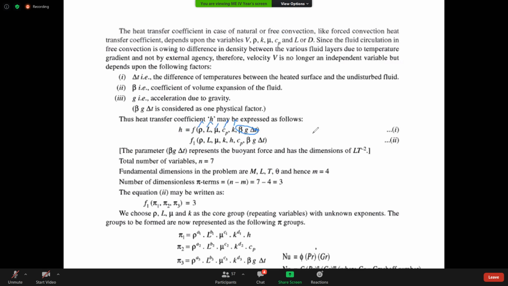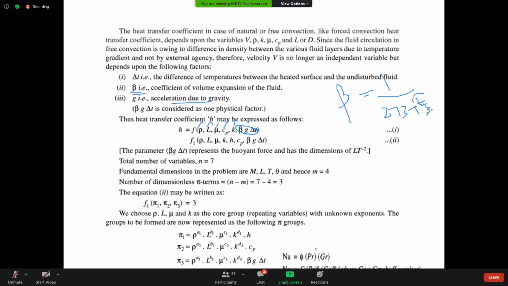Again, you have to see whatever the variables 1, 2, 3, 4, 5, and this all together is one variable. G is acceleration due to gravity. This beta is a constant value, the coefficient of volume expansion. The significance of beta we will study later. So 273 plus t f.